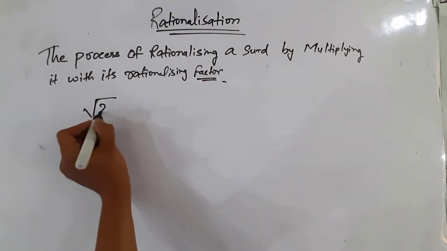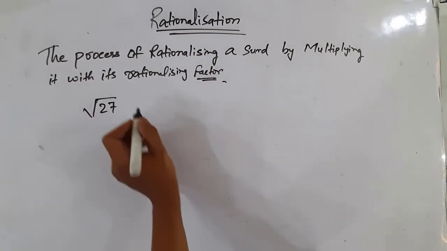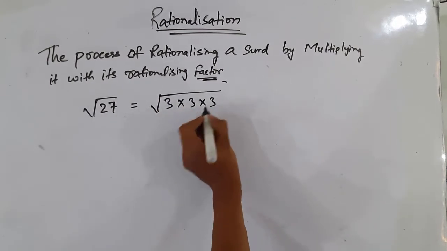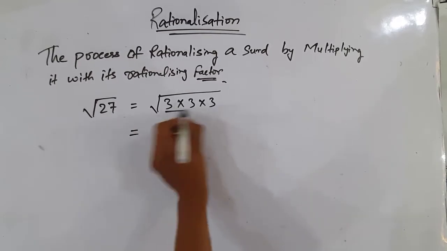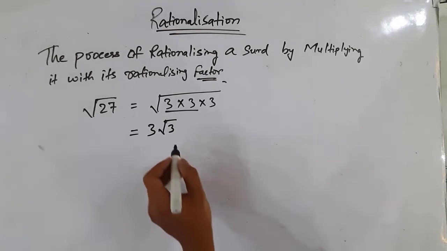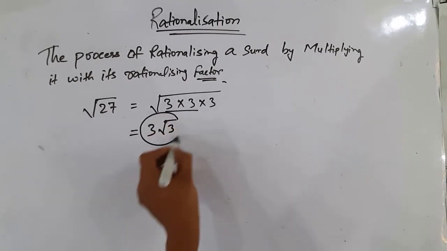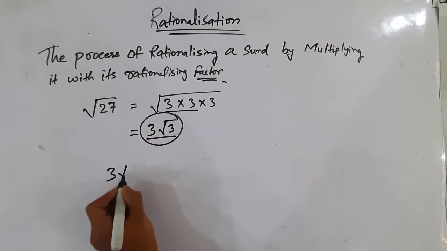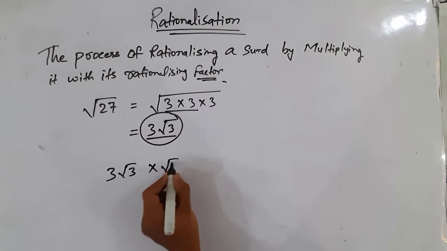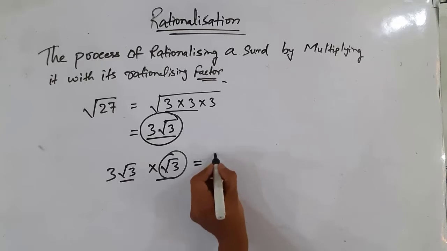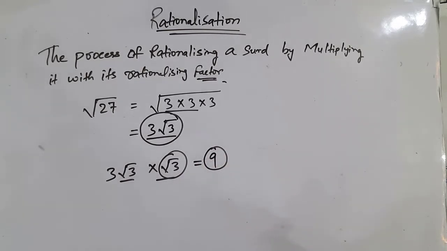root 27. We know that root 27 can be written as under root 3 multiplied by 3 multiplied by 3. We can take one pair out, so it becomes 3 root 3. Rationalization means finding the value by which you multiply this expression so that the result will be rational. So we multiply 3 root 3 with root 3, then root 3 and root 3 make 3, and 3 3s are 9. So we got a rational number. So this is the least rationalizing factor.